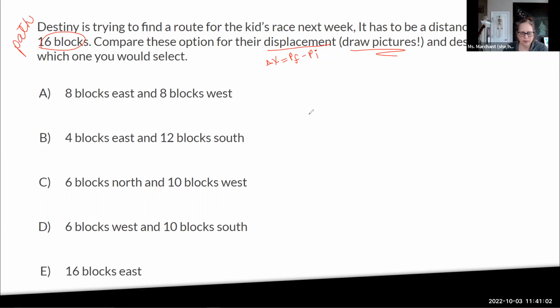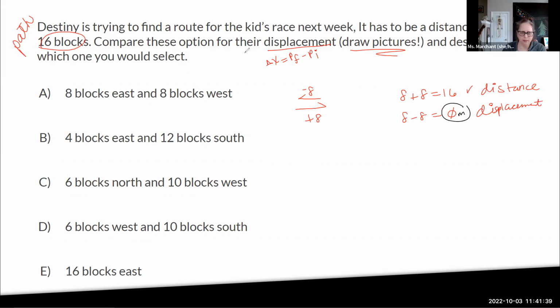So 8 blocks east, that's a positive 8. And then 8 blocks west, that's a negative 8. Okay, now, when we're talking about the path, we're still going 16 blocks. So we're meeting that distance requirement. So we could calculate the speed using that 16. But my displacement is going to be 0 blocks. Okay, so my velocity of the overall trip is going to be 0 because we started and ended at the same point.